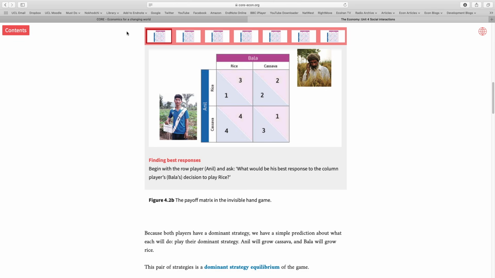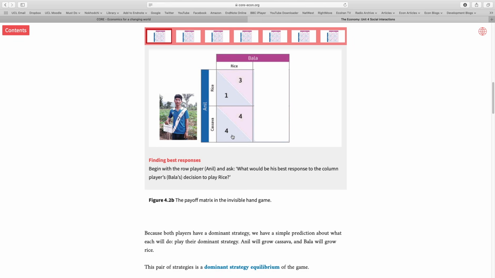For that, we need to put ourselves in the shoes of the players and analyze the game from their perspective. I'm now going inside Anil's head to look at the game. I'm Anil now. What am I going to do if Bala decides to produce rice? What is my best response if Bala decides to produce rice? If I produce cassava, I'll get 4; rice, I'll get 1. So my best response in this situation is to produce cassava.